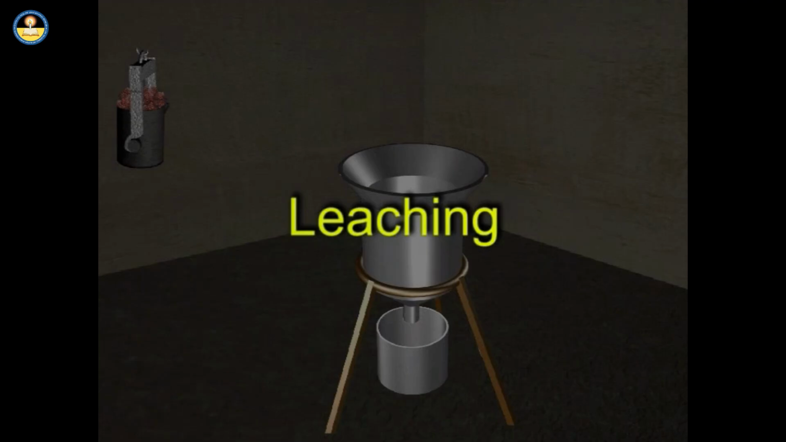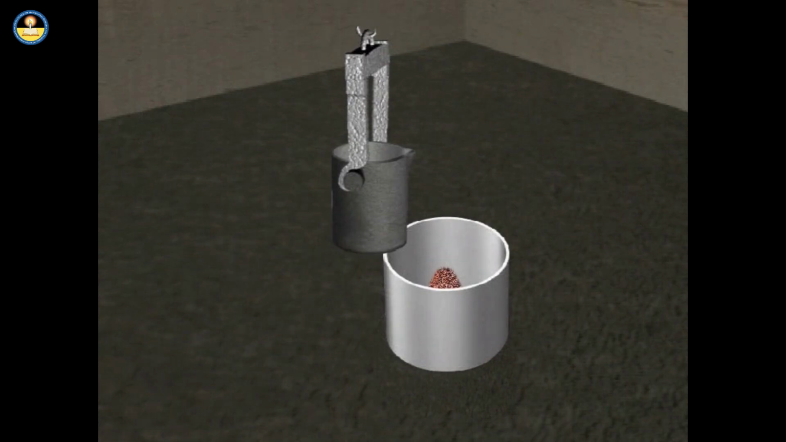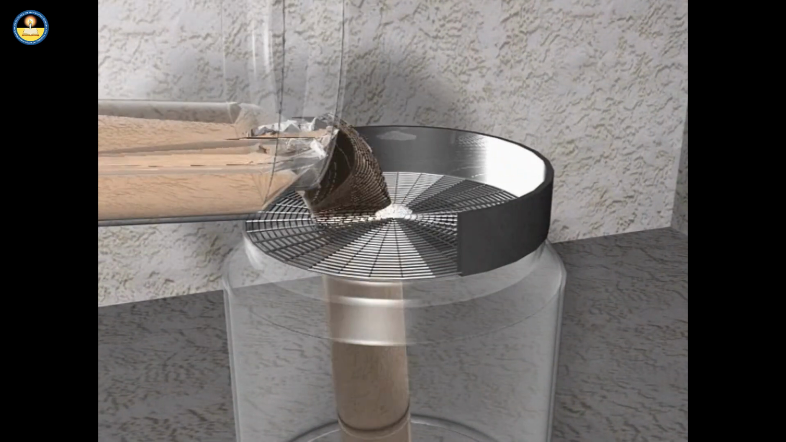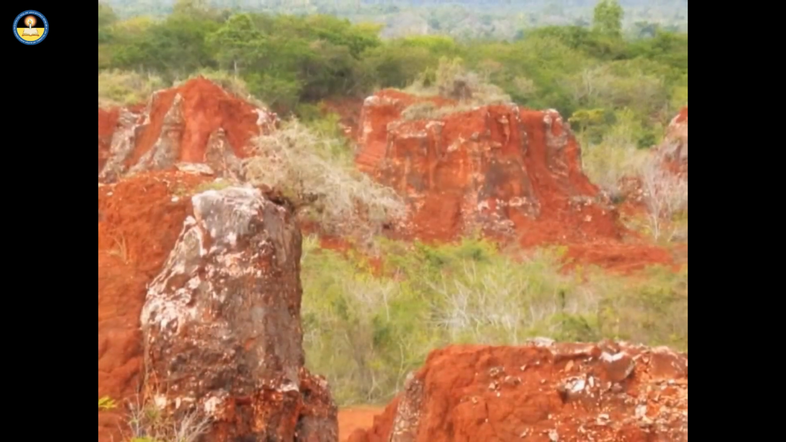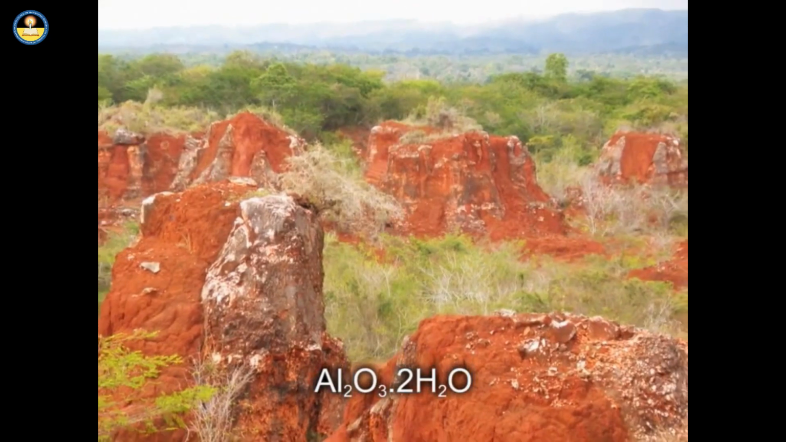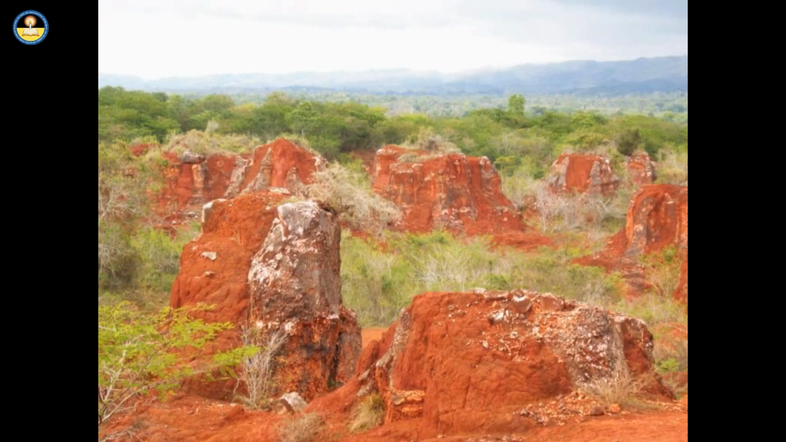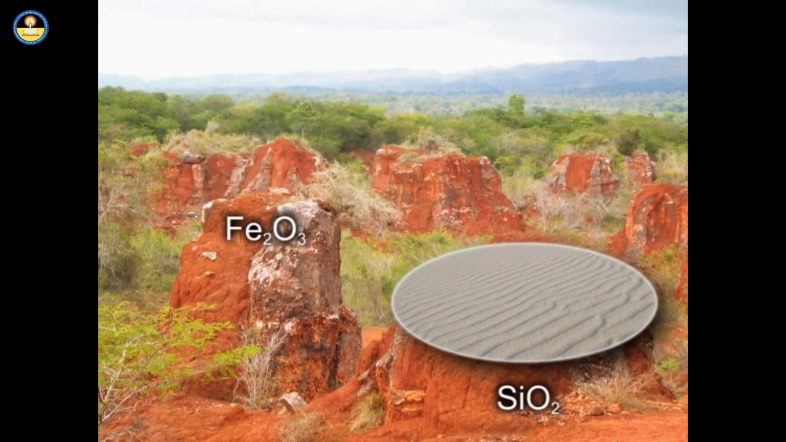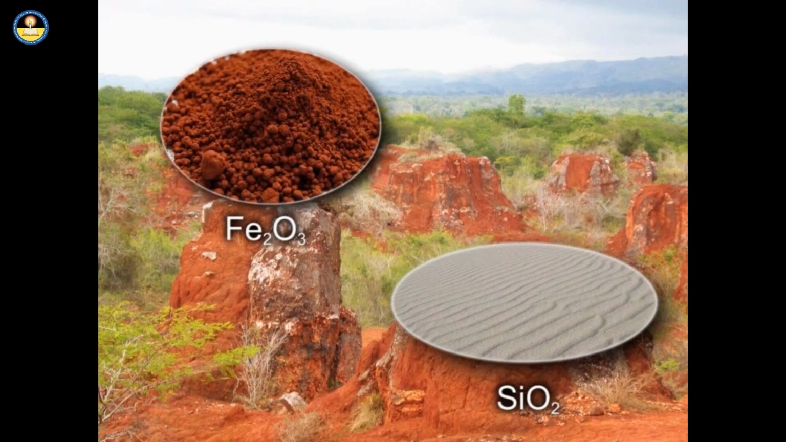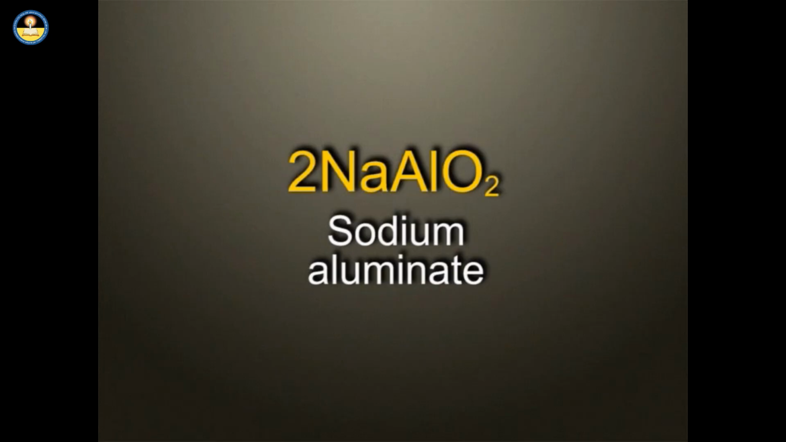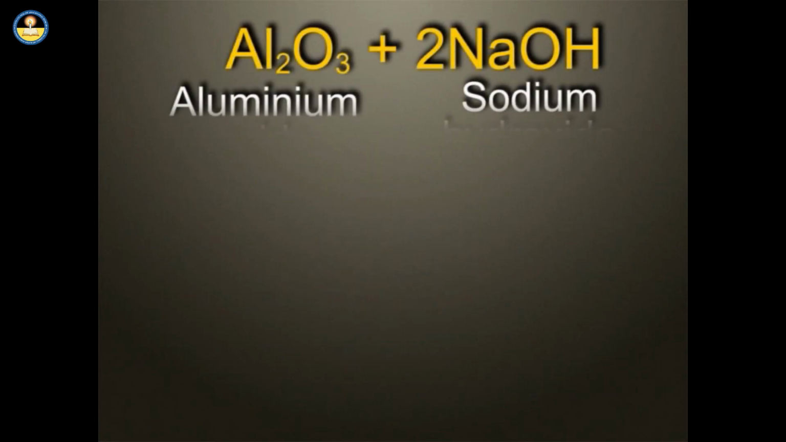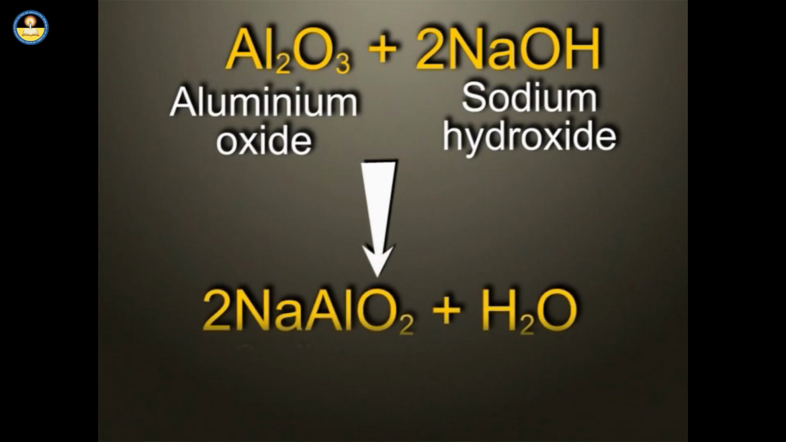We will now learn about leaching. This is a chemical method for concentration of ore. Powdered ore is treated with a chemical that can dissolve ore but not the impurities. Bauxite is concentrated by this method. For example, bauxite, that is Al2O3·2H2O, is the impure form of aluminium. The main impurities present are Fe2O3 and SiO2. Iron oxide gives red color to this ore. To obtain sodium aluminate from bauxite ore, it is first treated with sodium hydroxide. Aluminium oxide reacts with sodium hydroxide to give sodium aluminate and water.